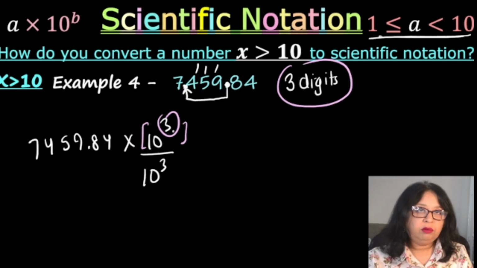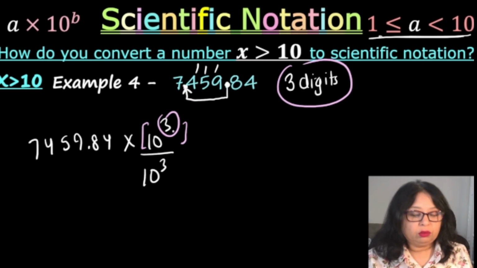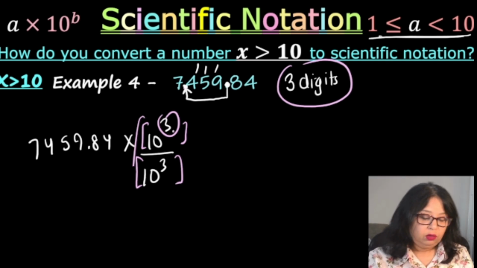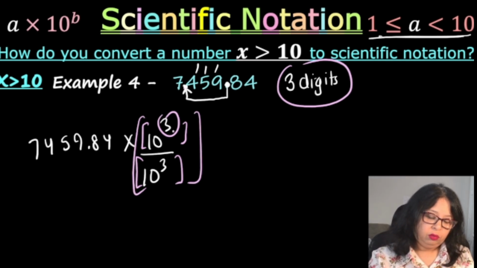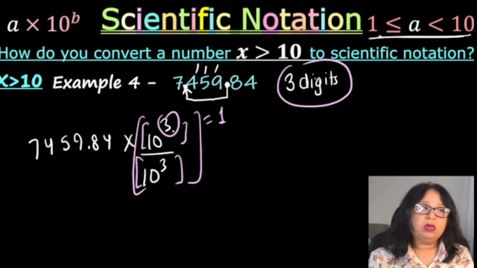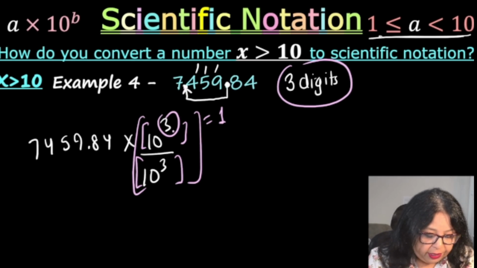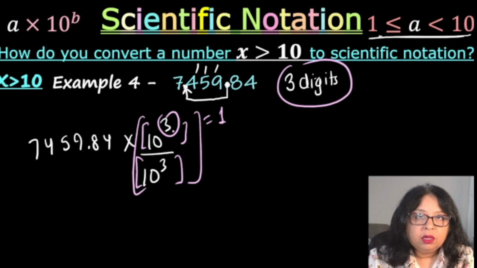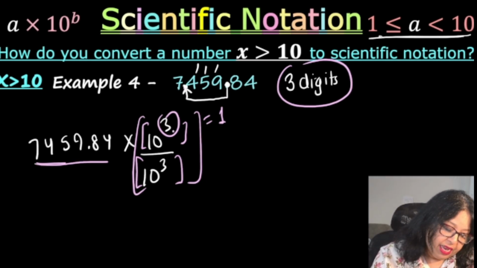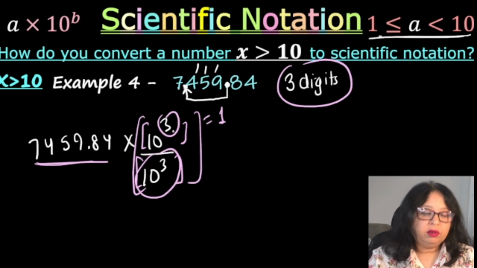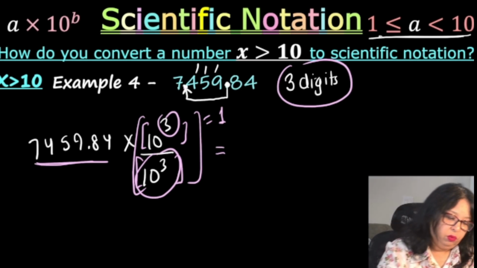It increases the number by 3 orders of magnitude. So I'm also going to divide it by 10 to the power 3. Together these two are equal to 1. So multiplying by 1 changes nothing. Now the question is, out of this 10 to the power 3 at the top and the bottom, which one am I going to utilize? Since I want to make this number smaller, we will divide it by 10 to the power 3.